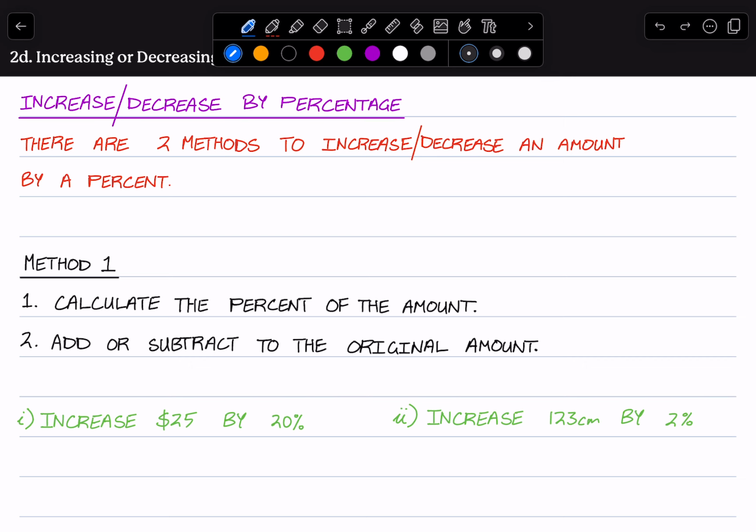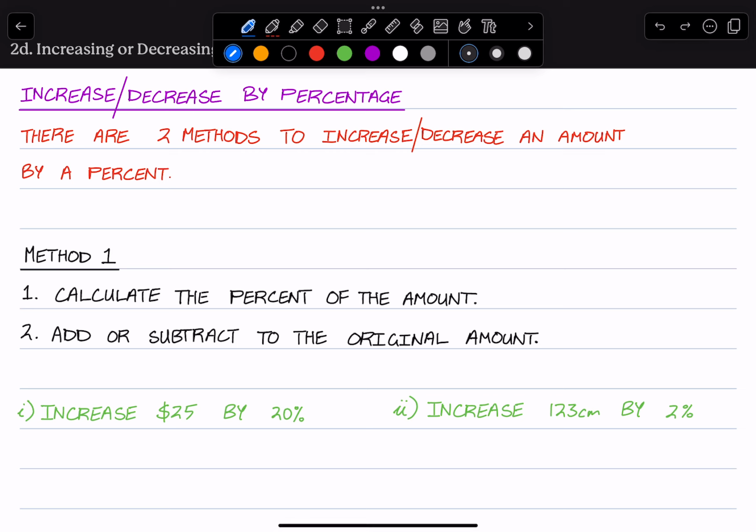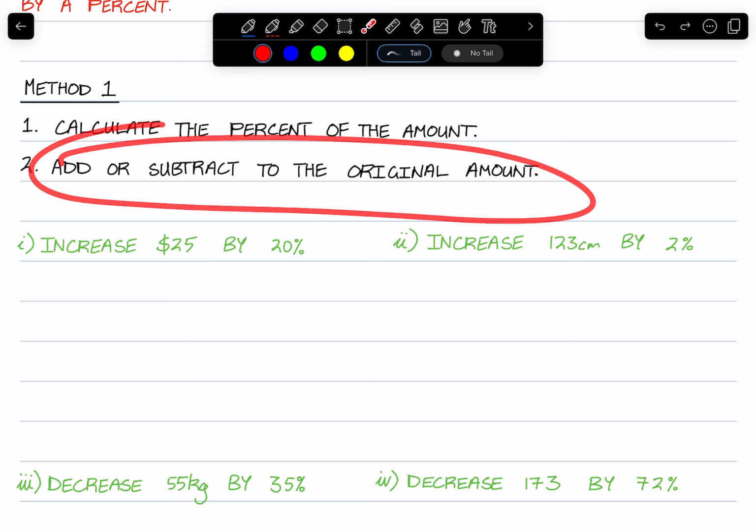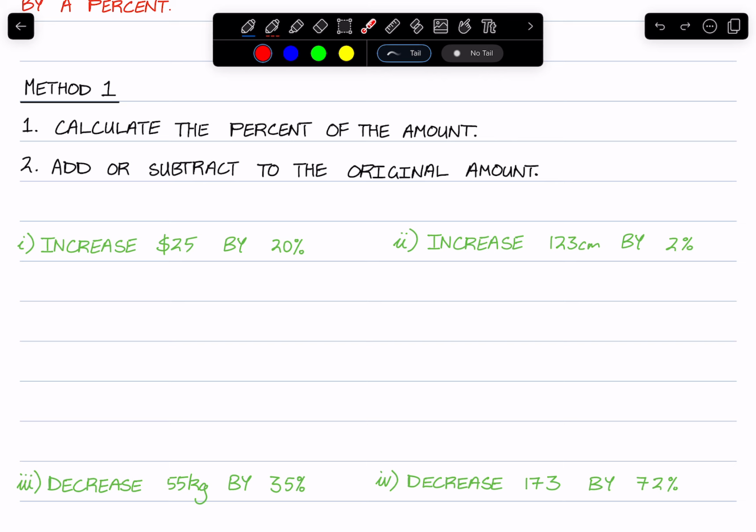Hello class, this is a video tutorial on increasing or decreasing by a percentage. There are really two methods to increase or decrease an amount by a percentage. It really just involves long multiplication or column multiplication using decimals. So the method one, I'll demonstrate first, where we are going to add or subtract after finding the percentage.